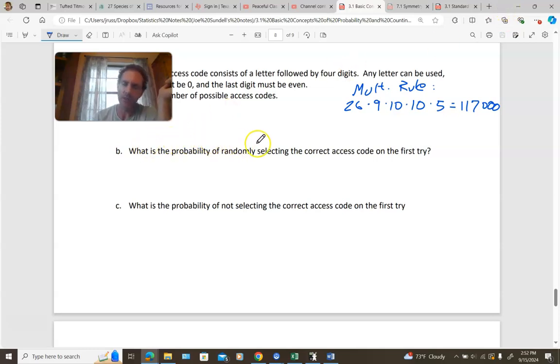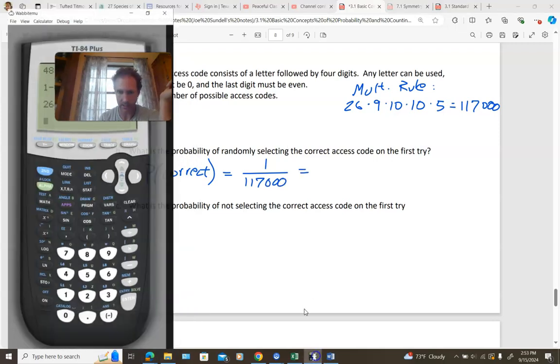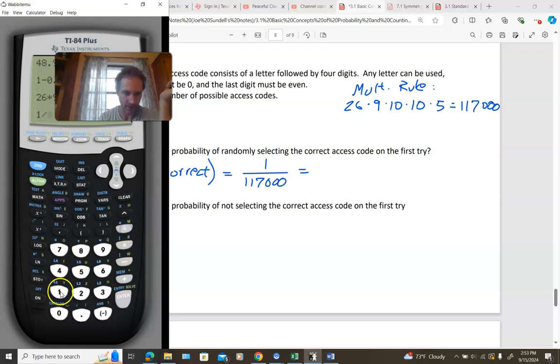Okay, so it says, what is the probability of randomly selecting the correct access code on the first try? Well, that means you get it right the first time, and there's only one way to do that, okay? So the probability of being correct in guessing that access code is going to be equal to 1 out of 117,000, which is, let's look at this as a decimal, okay? 1 divided by 117,000.